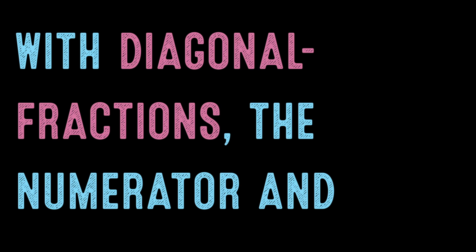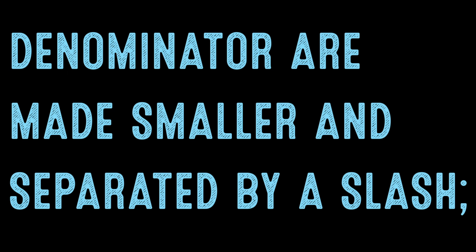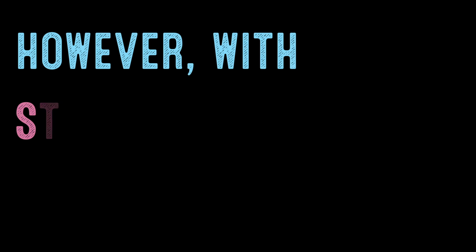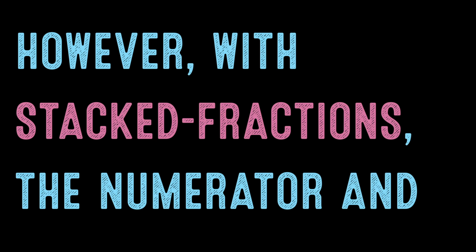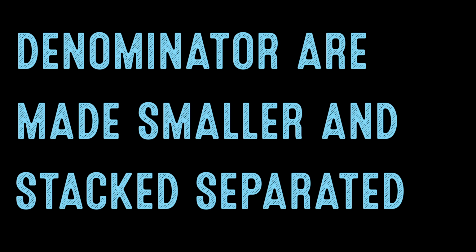With diagonal fractions, the numerator and denominator are made smaller and separated by a slash. However, with stacked fractions, the numerator and denominator are made smaller and stacked, separated by a horizontal line.